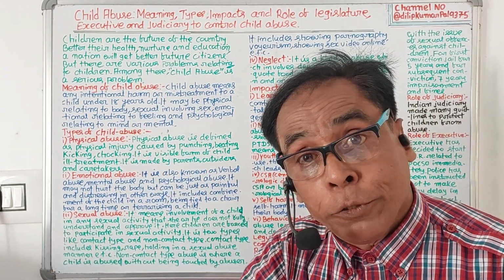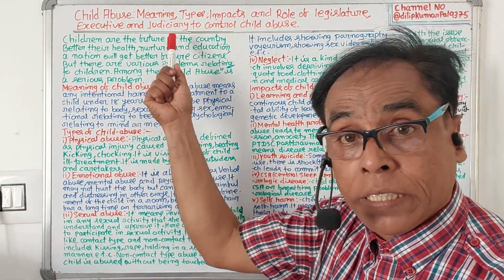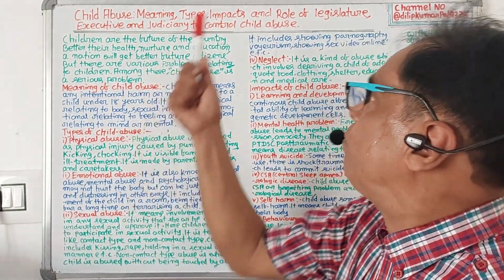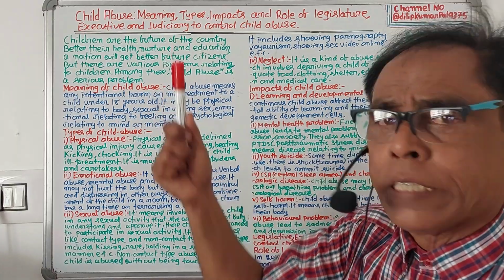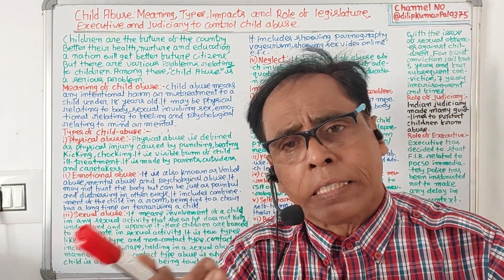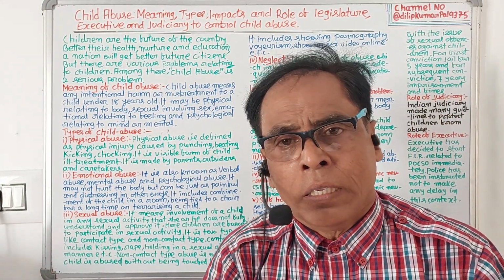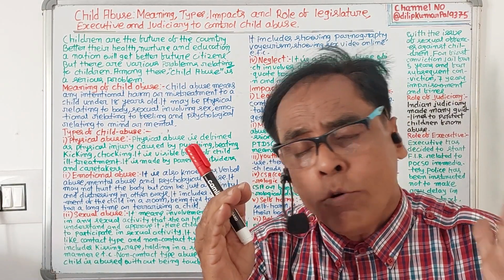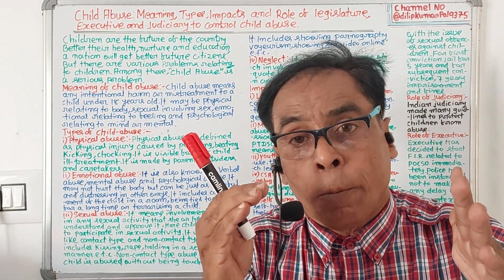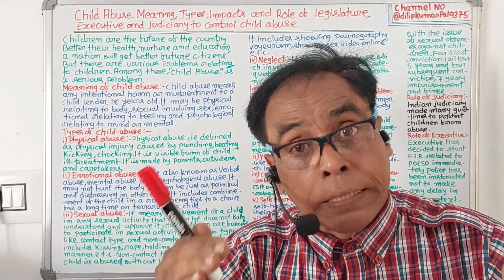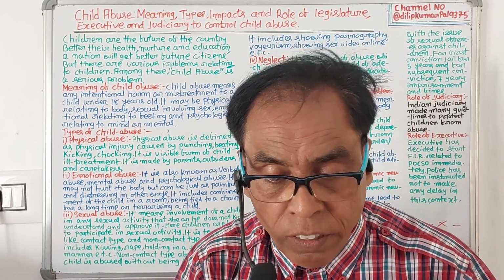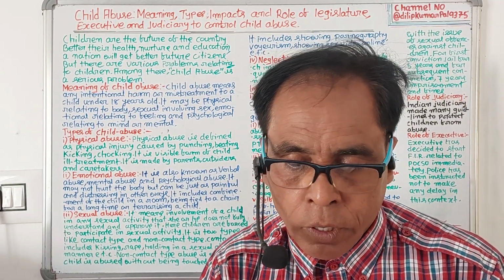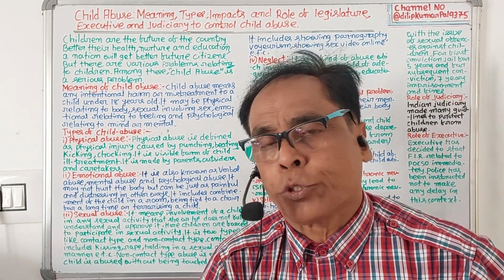Meaning of child abuse, types of child abuse, impacts of child abuse, and role of legislature, executive, judiciary to control child abuse. This child abuse is a topic which is found in +3 fifth semester ethics and value paper, and the name of the paper is Vulnerable Sections of Society, Understanding Their Issues.